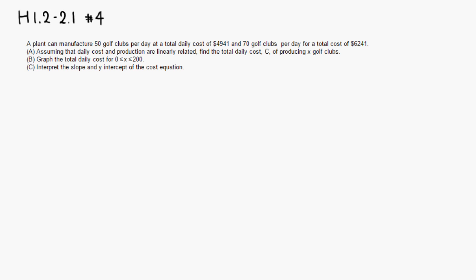All right, let's look at homework 1.2, 2.1, problem number 4. A plant can manufacture 50 golf clubs per day at a total daily cost of $49.41. All right, so there's the number there. So I'll just underline those. And 70 golf clubs per day for a total cost of $62.41. Part A. Assuming that the daily cost and the production are linearly related, find the total daily cost C of producing X golf clubs.